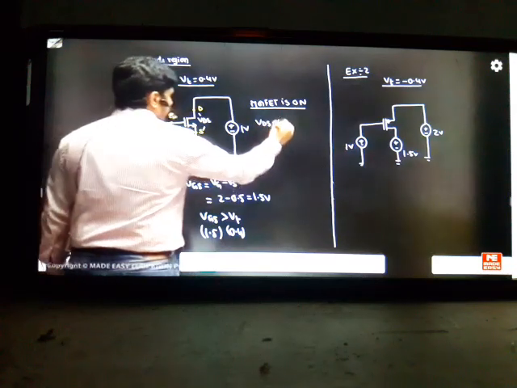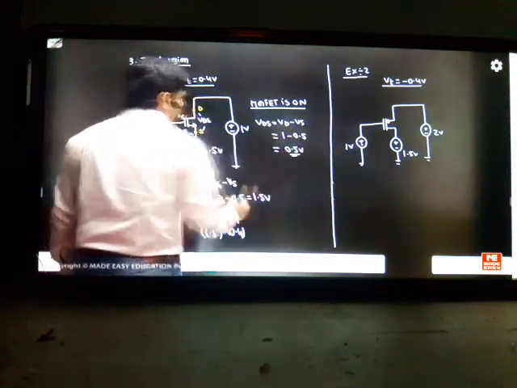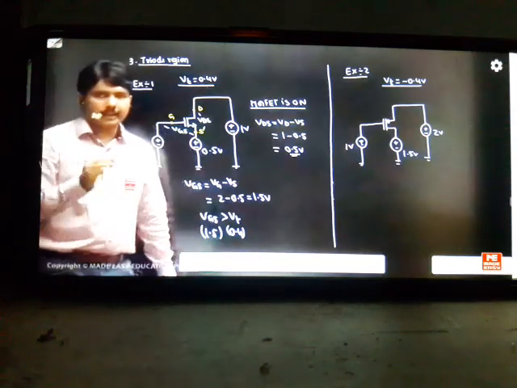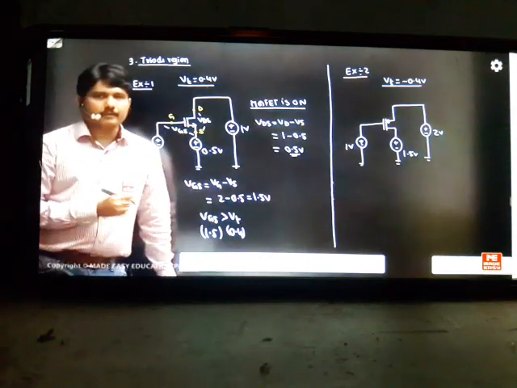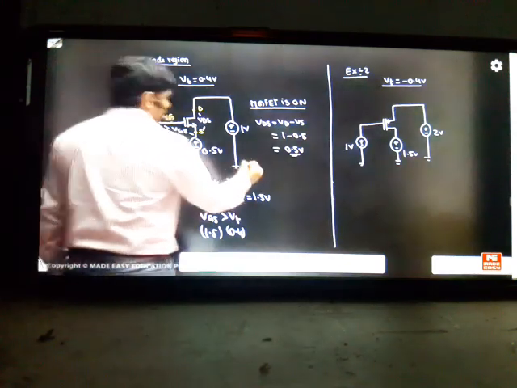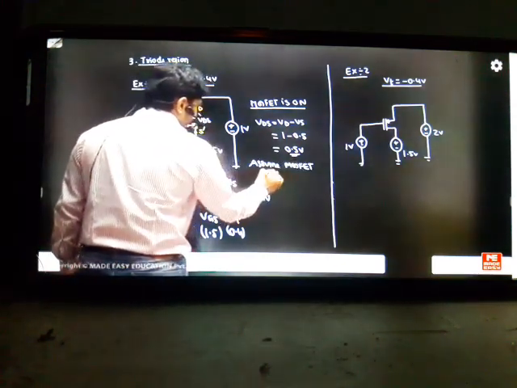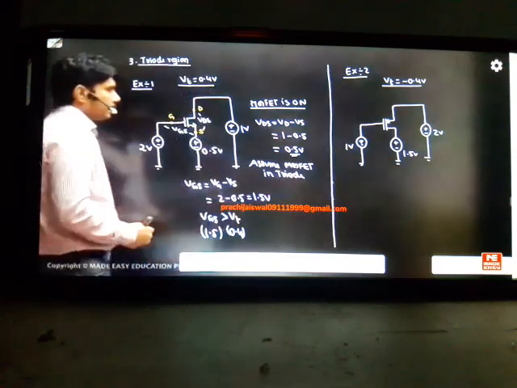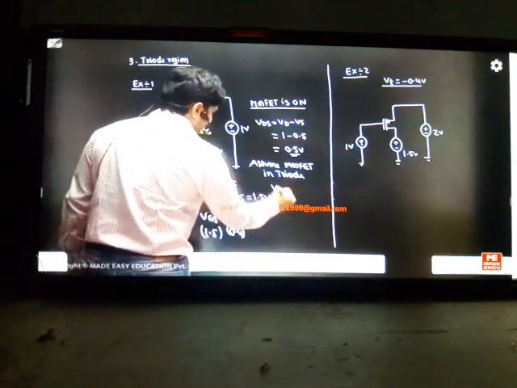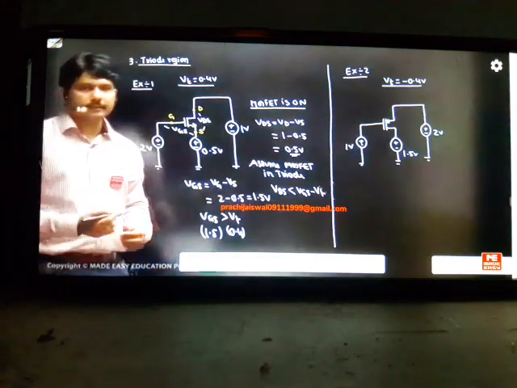VDS is VD minus VS, which is 1 minus 0.5, coming to 0.5 volts. I want to know whether 0.5 is in current saturation or in the triode region. This is the doubt we get. How to analyze this? Suppose I assume the MOSFET is in triode region. If it is in triode, what condition should be satisfied? VDS should be less than VGS minus VT. If this condition is satisfied, you are in triode. Otherwise you are in current saturation.